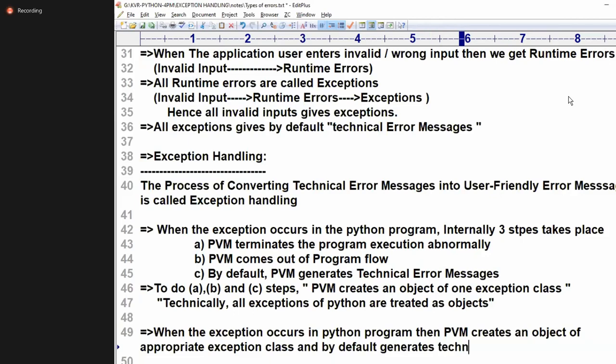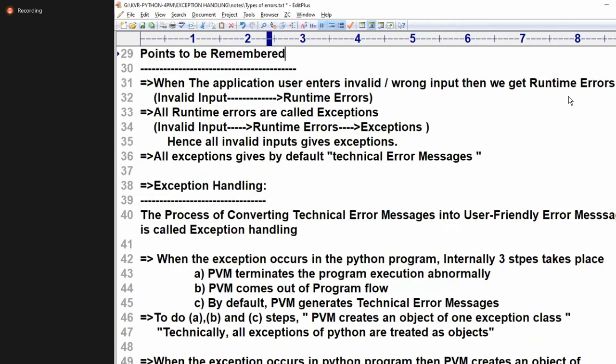Are the steps clear or not? The steps which I started yesterday, are they clear or not clear? All of you please confirm. Yes. Everybody must confirm it is clear.